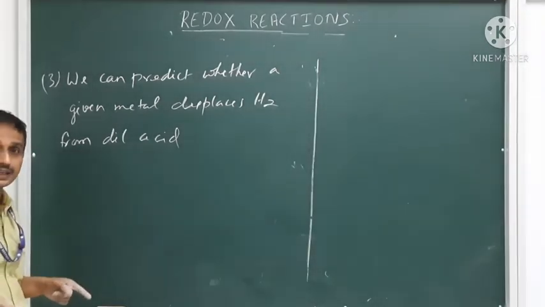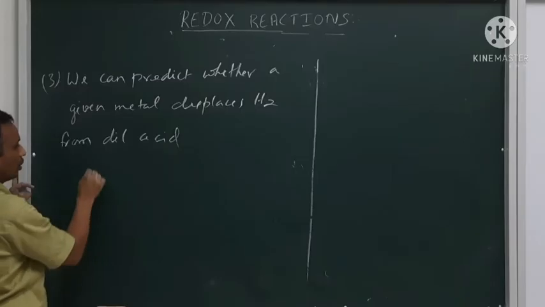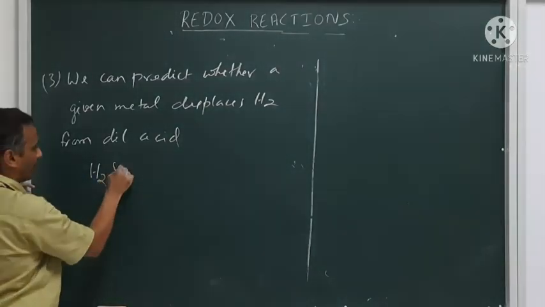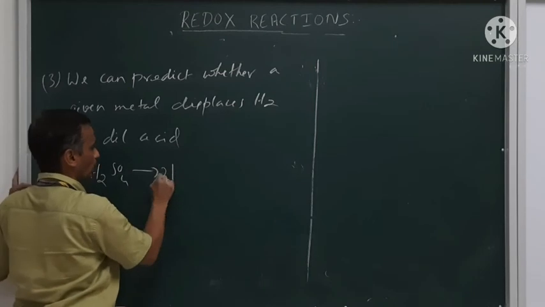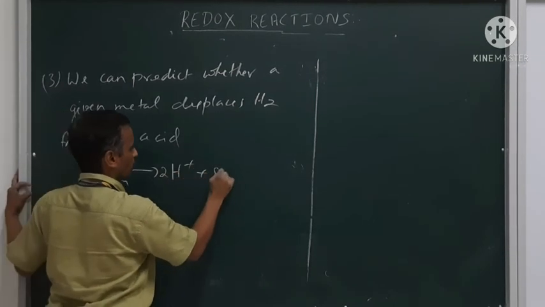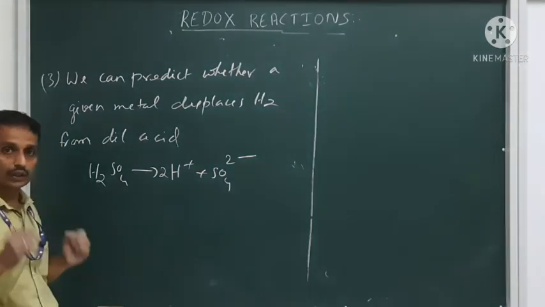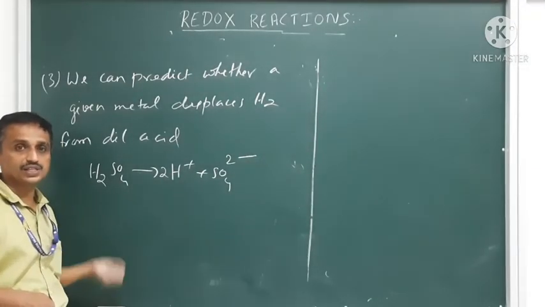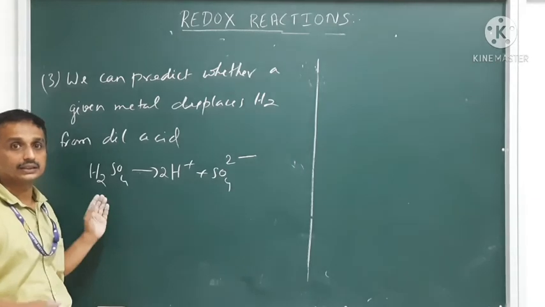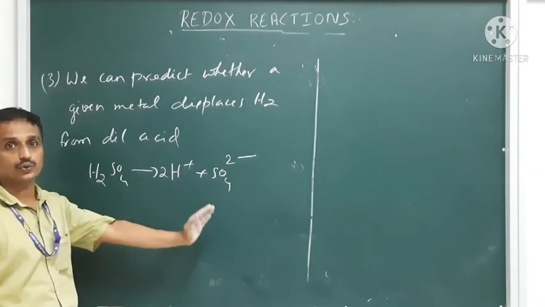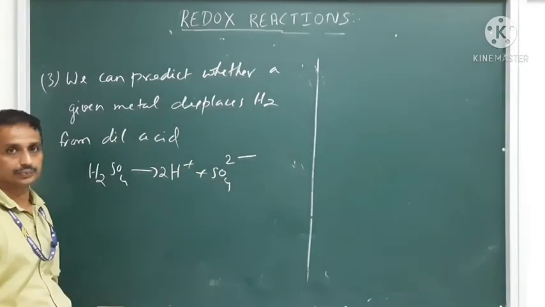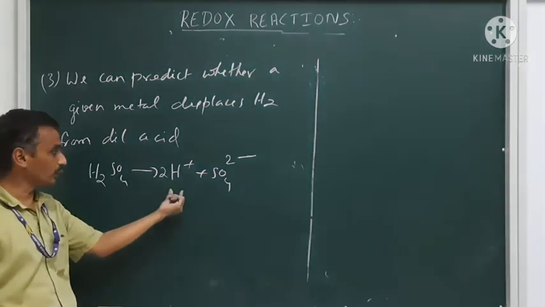Now, how to explain that it is displacing hydrogen? Sulfuric acid is an electrolyte which gives 2H plus and SO4 2- by ionization. What is an electrolyte? The substances which conduct electricity in the molten or aqueous solution are called electrolytes. This conduction is due to the ions.